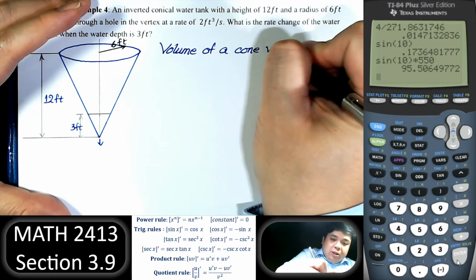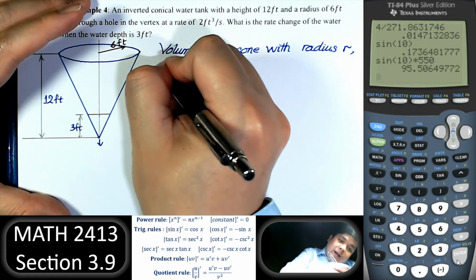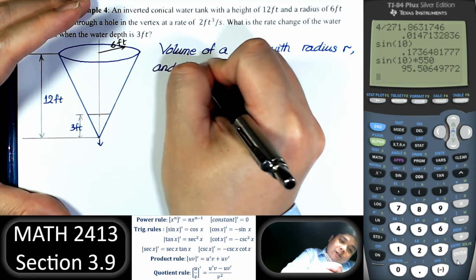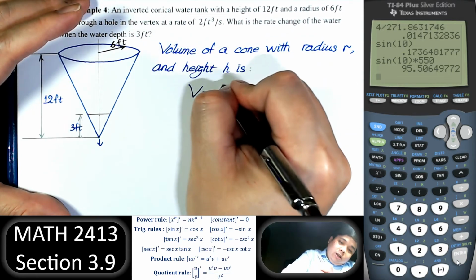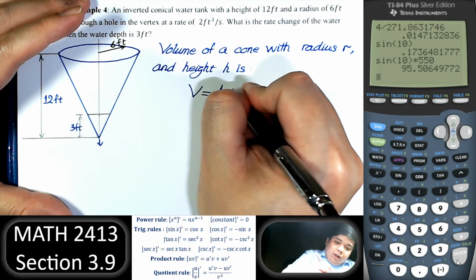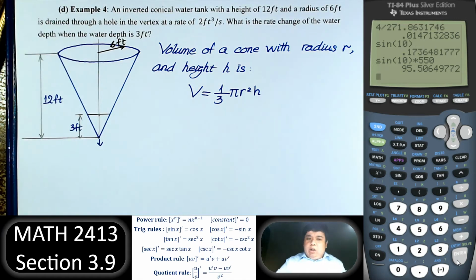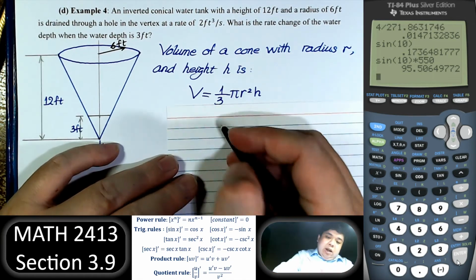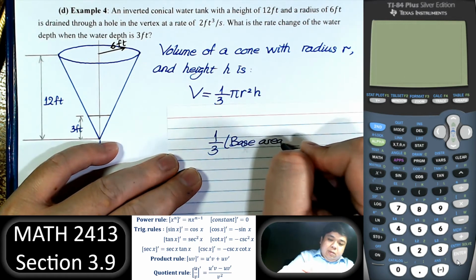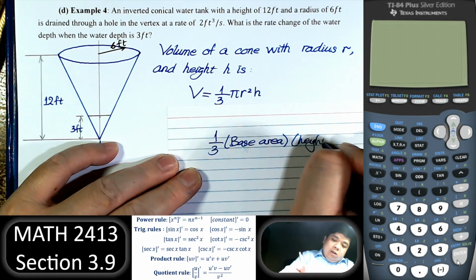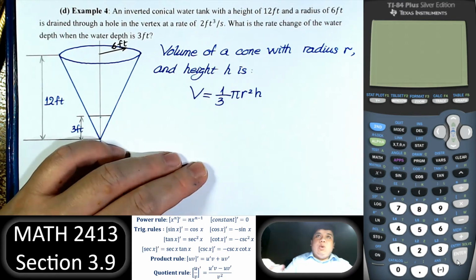A cone with radius R and height H has volume V equal to 1/3 pi R squared times H. So in general, the volume of the cone is 1/3 base area times the height. The base area, this is a circle, so just pi R squared times H. So that's what we have.